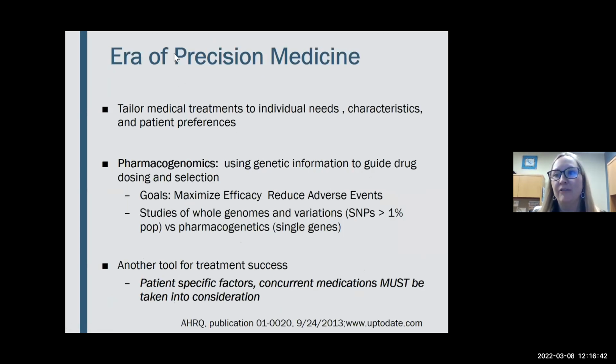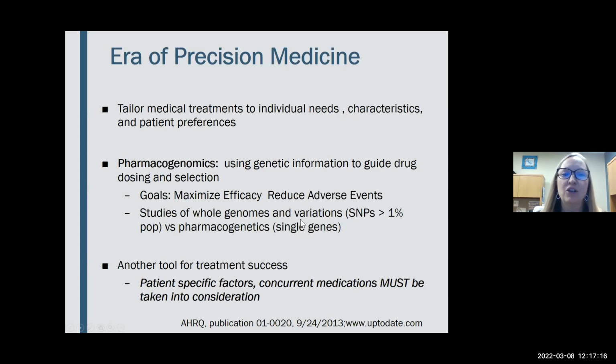So we're in the era of precision medicine. Pharmacogenetics is a subset of precision medicine. What we're looking for with this is to tailor medication therapy to individuals based on their genetic information. So pharmacogenetics is a DNA sample that, as I'll go along, tests for specific single nucleotide polymorphisms, or SNPs, in diplotypes or haplotypes of patients, in enzymes that metabolize medications.